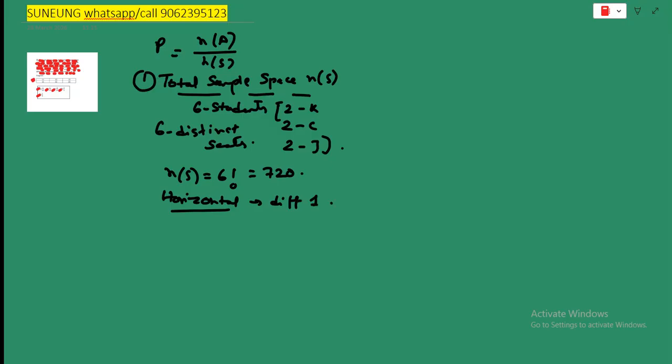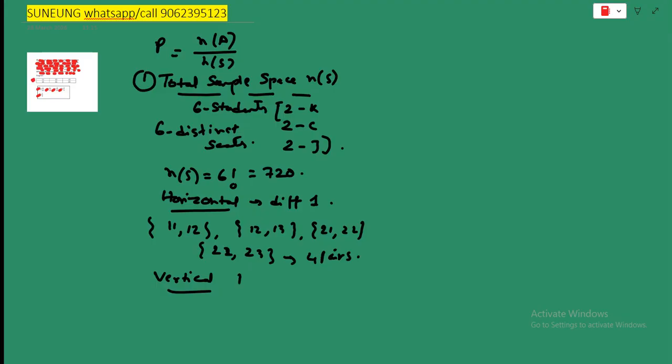So such pairs will be 11 12, 12 13, 21 22, 22 23, like 4 pairs.